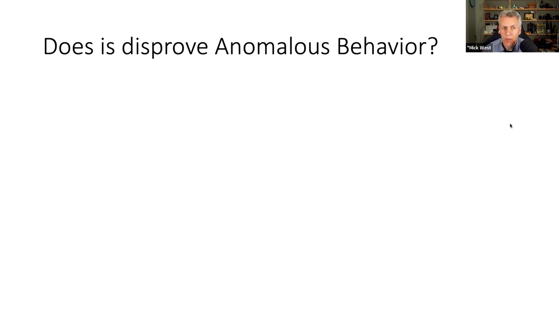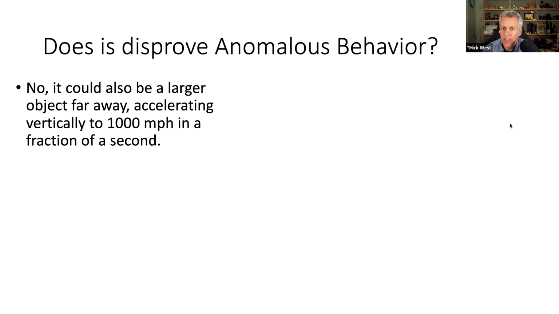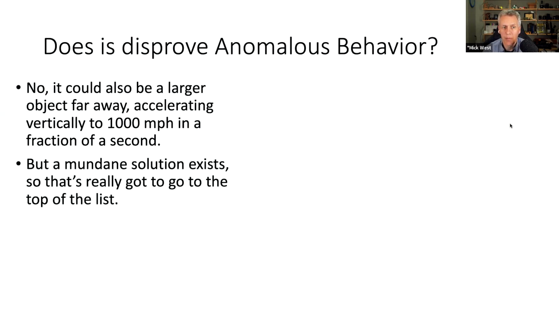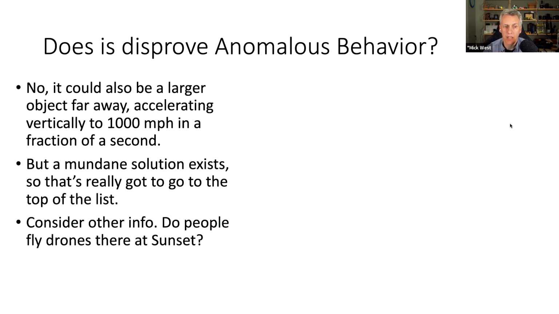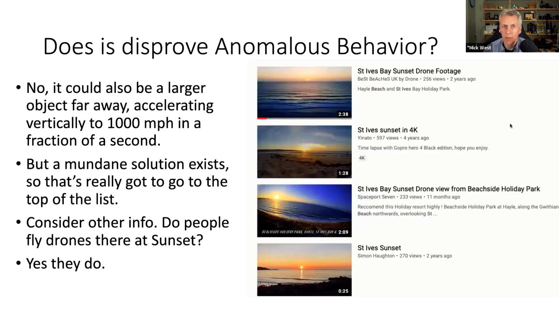So does this disprove anomalous behavior? Well, no. The existence of a mundane explanation doesn't disprove it. It could well be something that's far away, but a mundane solution exists. And I think whenever a mundane solution actually exists, it gravitates towards the top of the list. And we've got to look at the other data that's around this case, like, do other people fly drones there at sunset? Turns out, yes, they do. It's a very popular place for flying drones.